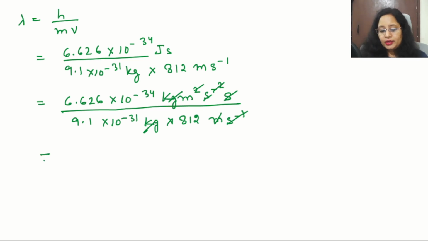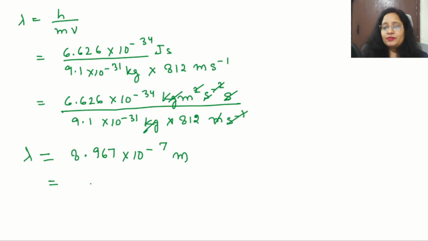Now again calculating the numerical values, we will get the answer 8.967 into 10 to the power minus 7, and only meter is left over. See, this is the value of lambda or wavelength in meters. If we have to say more precisely, we can write 8967 into 10 to the power minus 10. As we shifted the decimal 3 steps to the right side, we added minus 3 and it became minus 10 meter.